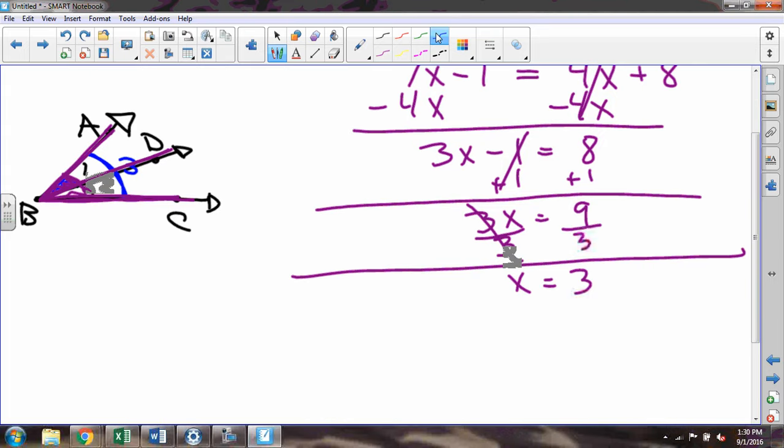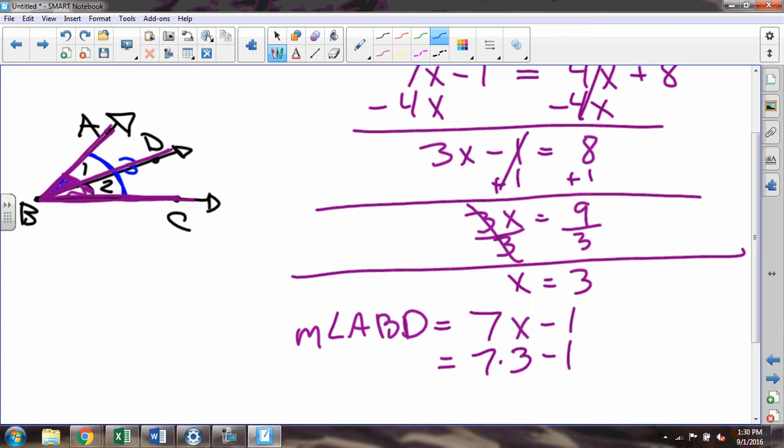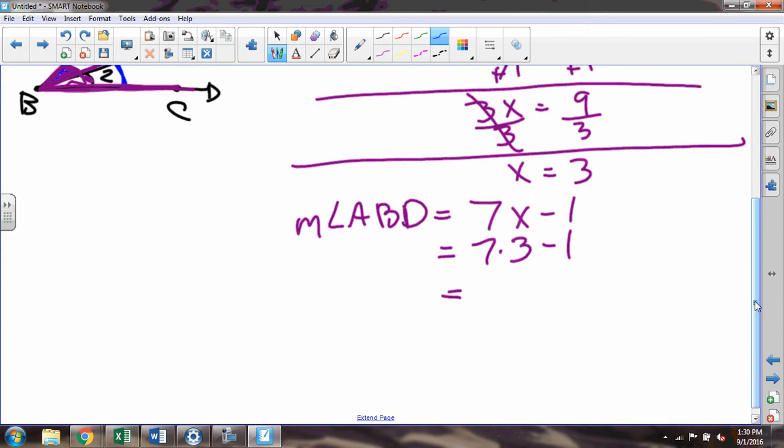Within the directions, the measure of angle ABD, which we actually do want, is 7x minus 1. So substituting that in, 7 times 3 minus 1, that's 21 subtract 1, which equals 20 degrees. And now we're finished. Making sure that we actually read the directions. Always read the directions. They tell you exactly what is expected of you. They tell you exactly what is wanted.